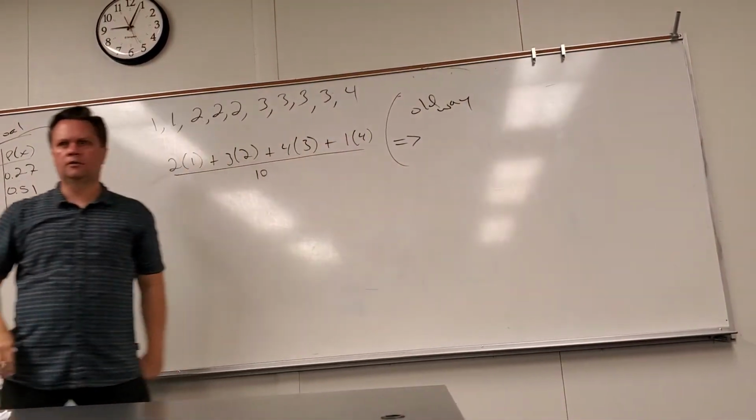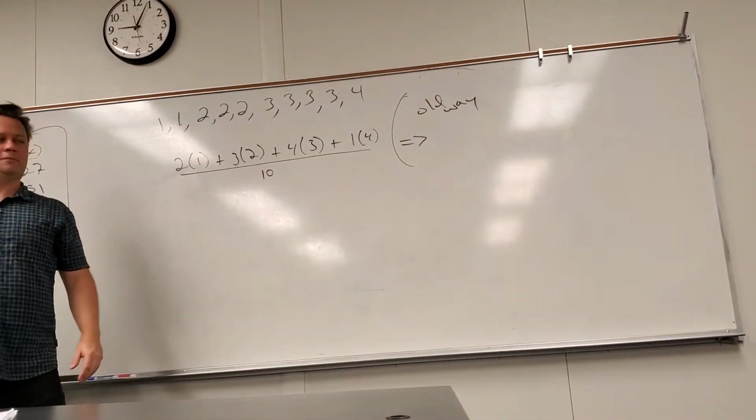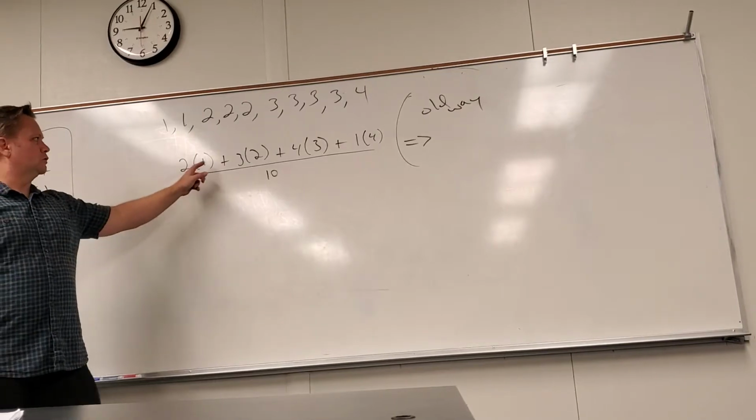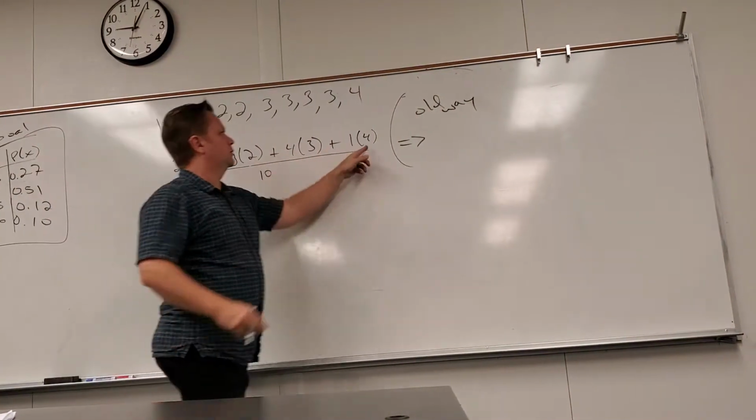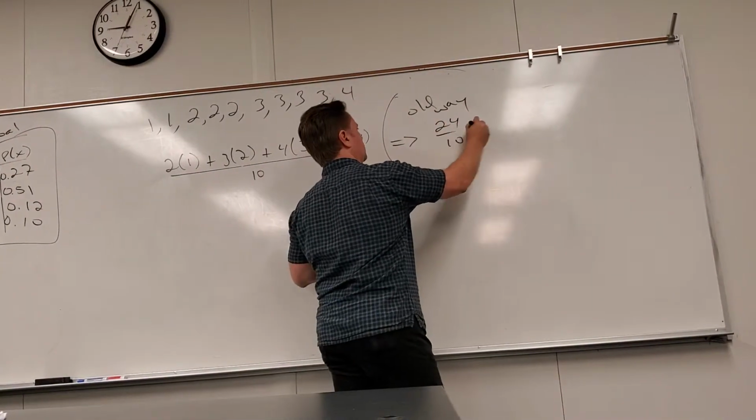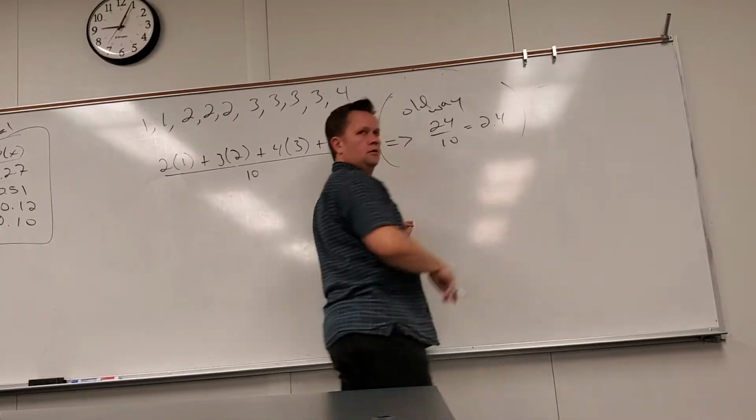So the old way, not the old way, but the different way. I would just do 2 plus 6 is 8, plus 12 is 20, plus 4 equals 24. So 24 divided by 10, I get 2.4. Is that cool?